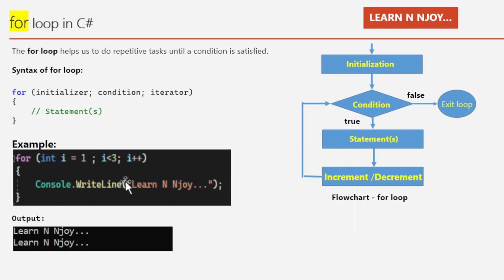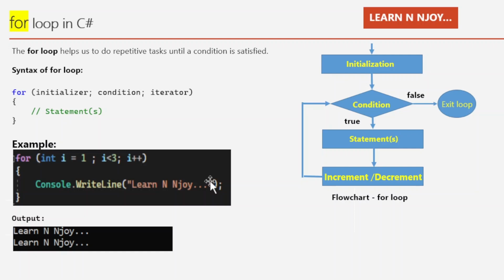Okay. Now once this statement gets executed, it comes to the iterator section, and then the value of i is incremented by 1. That's why i++ is written over here, right? So now i becomes 2. And then it reaches the condition section again, where it verifies, okay, 2 is less than 3. Yeah, it's true.